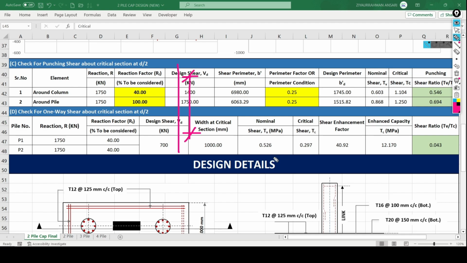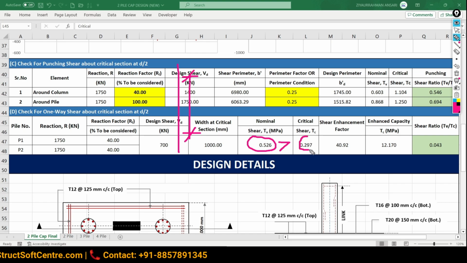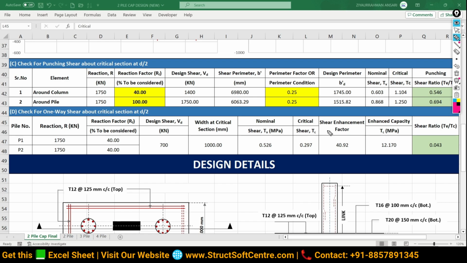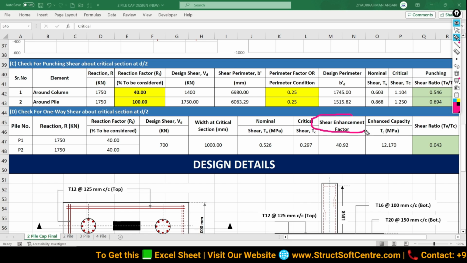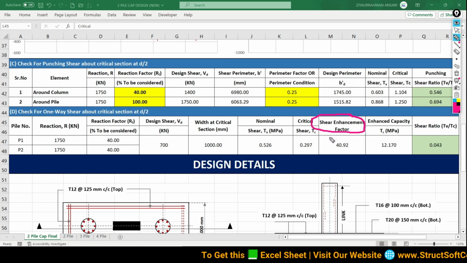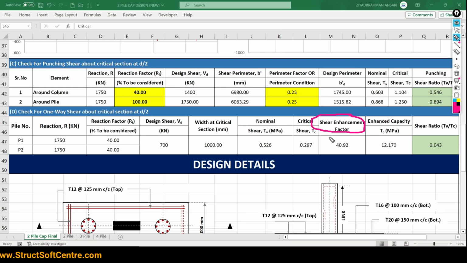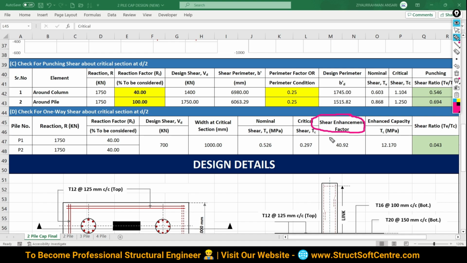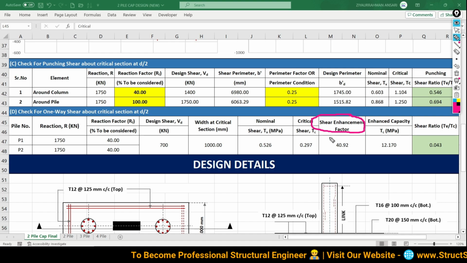Now try to understand, your nominal shear is more than your critical shear, so actually the design is failing. But my dear friend, here we have an option of the shear enhancement factor. What does shear enhancement factor mean? That also I have discussed in detail in our manual calculation of the two pile cap. Those who want to understand how to calculate the shear enhancement factor, and where it is given in the IS code, should follow the manual calculation of the two pile cap.